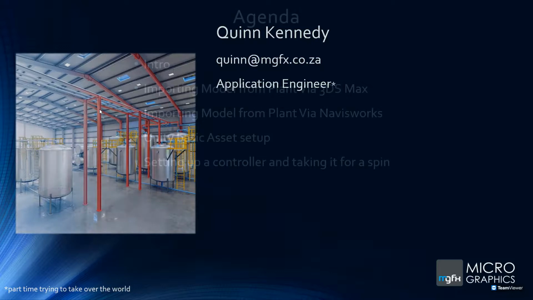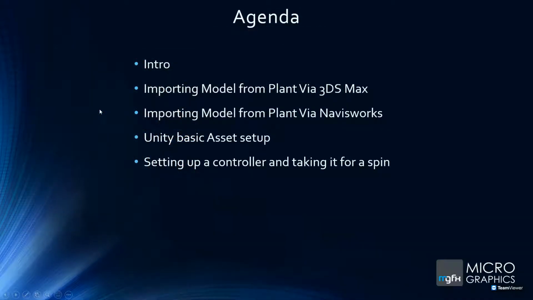So, a little bit about our agenda for today. An intro, which we are busy doing currently, importing our model from Plant via 3ds Max, importing the Plant model via Navisworks, and then some Unity basic asset setup. There's one very small thing we have to do to get it to work, but I'll explain that when we get there. And then setting up a controller and taking it for a bit of a spin around. There is one thing I have forgotten, which is a little bit of an outro and Q&A afterwards.